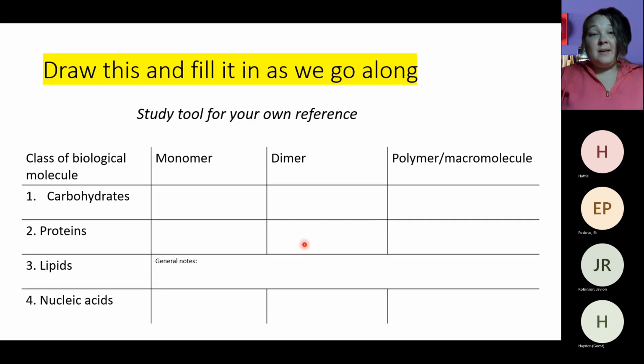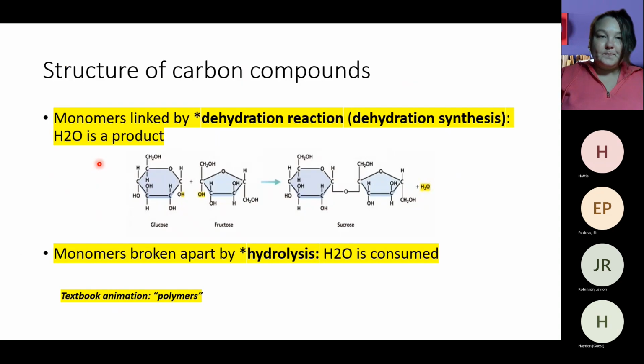All right, when you are studying for the test, you can fill this in. It's typable, so you'll be able to go into your PowerPoint and type on it. It's just a nice little review worksheet of all the things we're going to talk about today. So let's talk about the structures of carbon compounds.